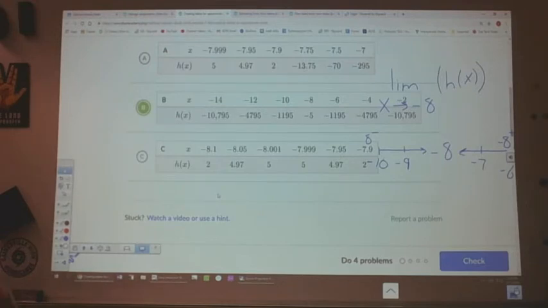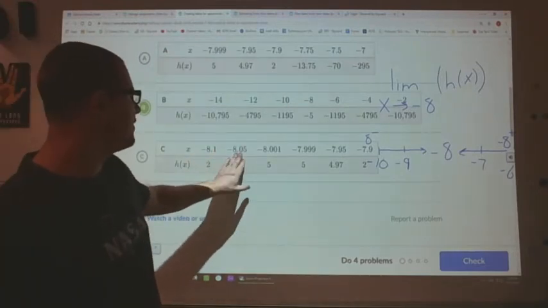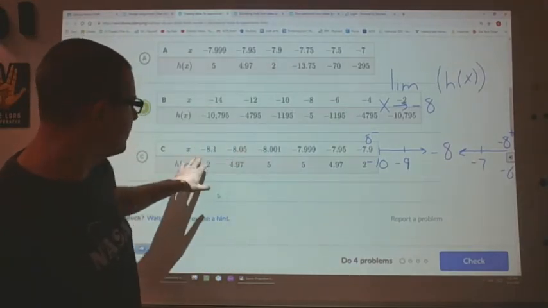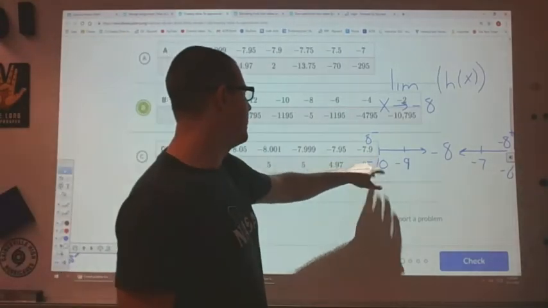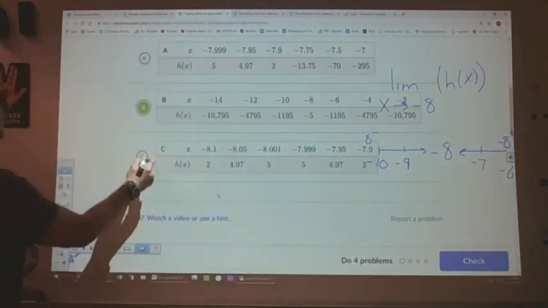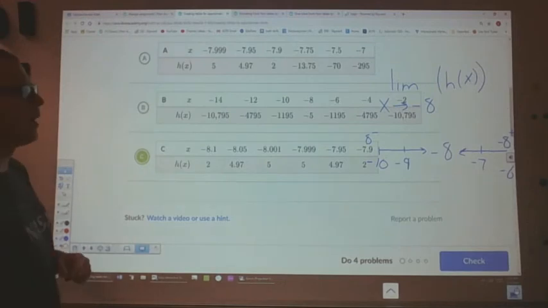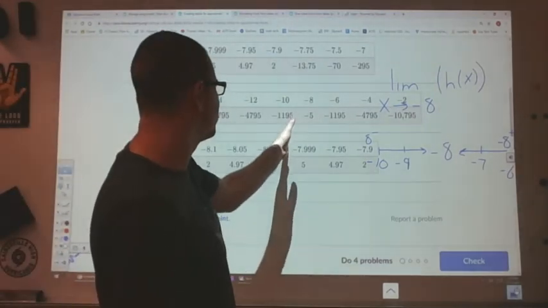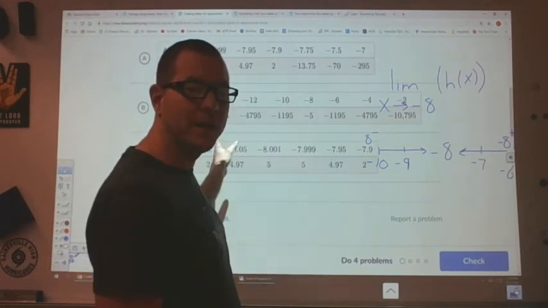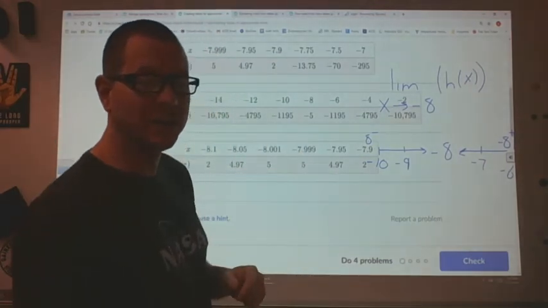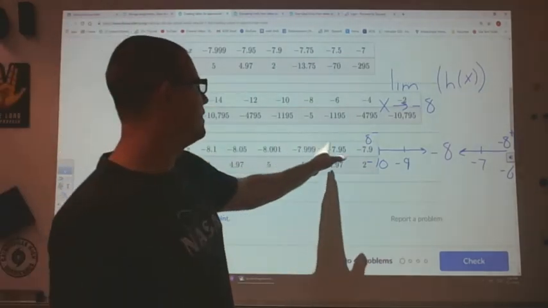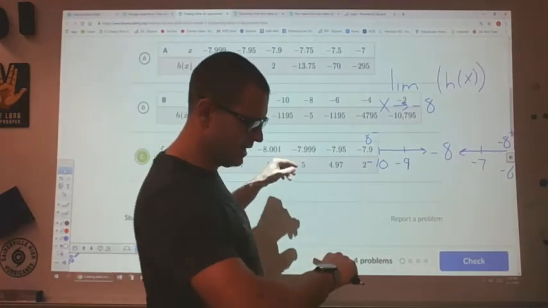C is nice. We have -8.1, -8.05, -8.001. Those are values to the left, but very close to -8. Here, -7.9, -7.95, and -7.99 are values to the right of -8. And we can see that right in the middle, -8 would fit, and that the values to the left and right aren't getting very far away. So it is really telling me about the behavior that I could expect at -8.